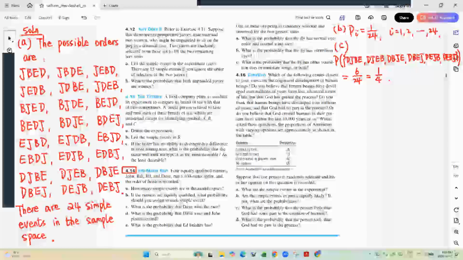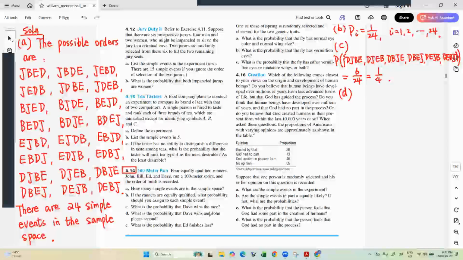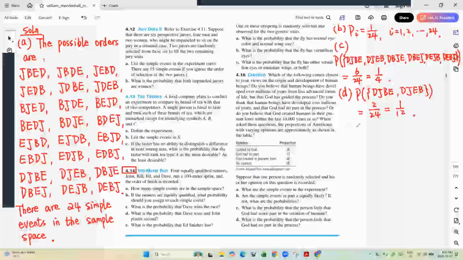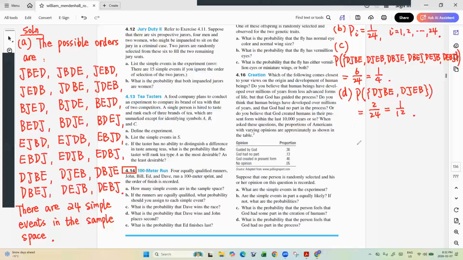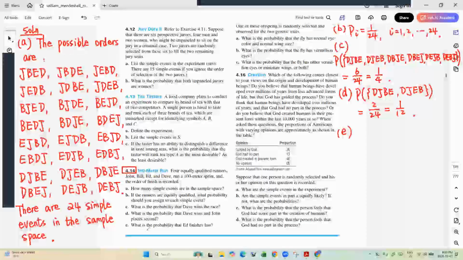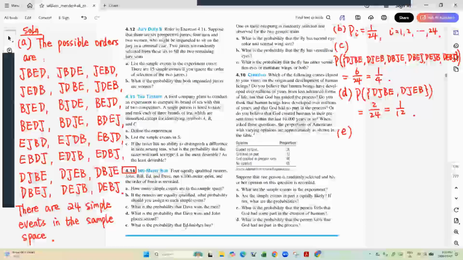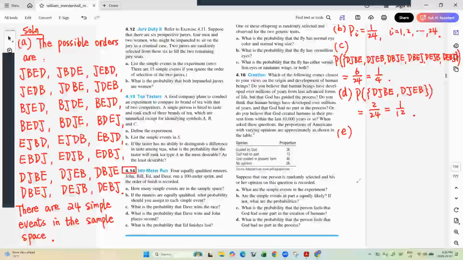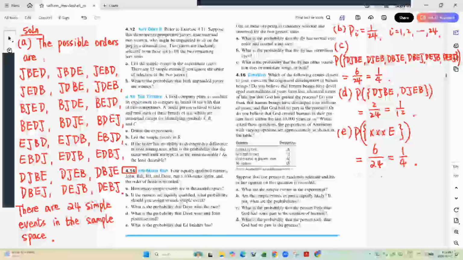What is the probability that D wins and J places second? We get this result. What is the probability that E finishes last? We have this result.